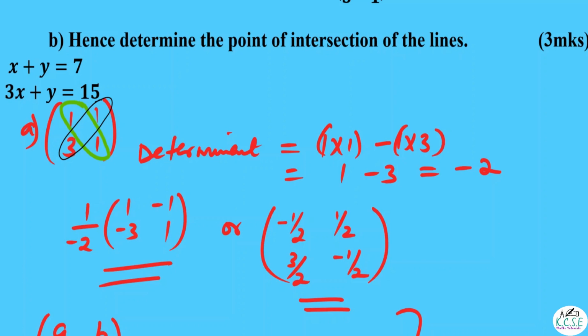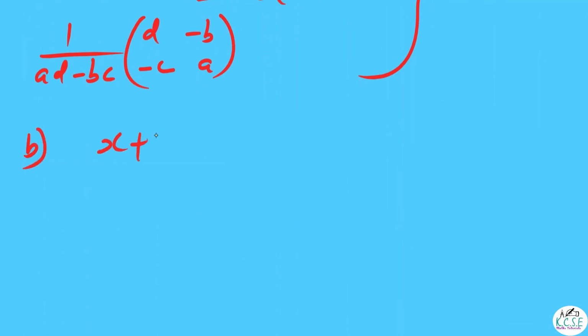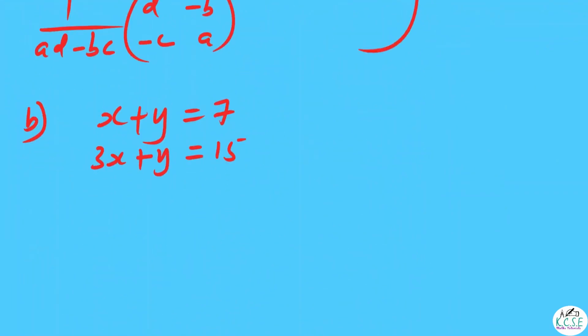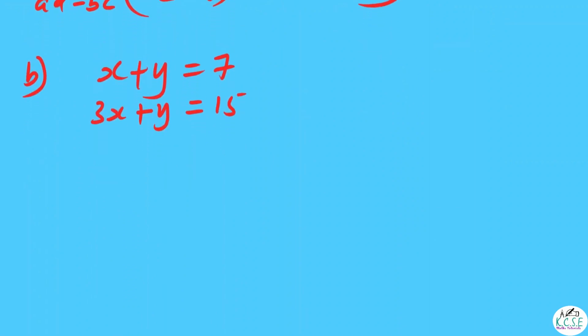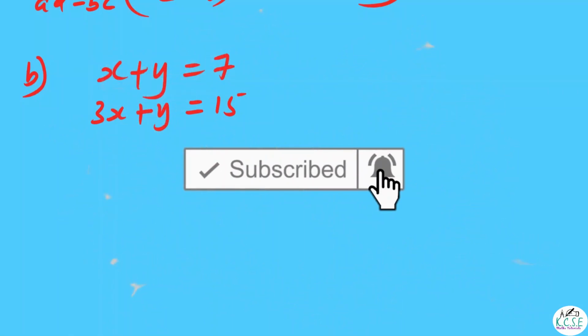So let's begin part B. x plus y is equals to 7 and 3x plus y is equals to 15. These are the equations. So we will need to first extract the matrices. The first thing is to ensure that the x's and y's are matching.